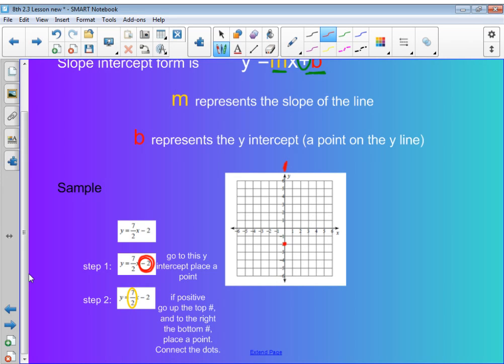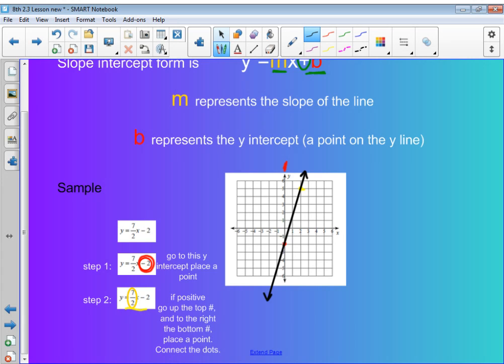Now it's just like what we did last week. We have to understand that 7 over 2 is our slope. So I'm going to follow this slope of 7 over 2. Since it's positive, I'm going to go up 7: 1, 2, 3, 4, 5, 6, 7, and over 2: 1, 2. Here's my new dot. So there are the 2 points that I'm going to connect to create my line. Okay, so here's the line that I just created.